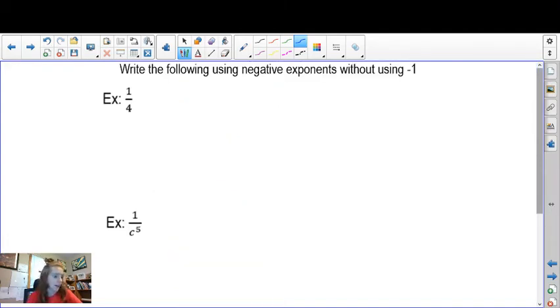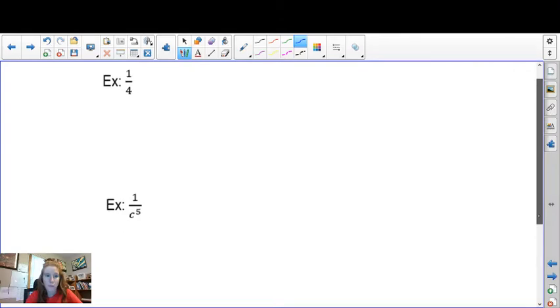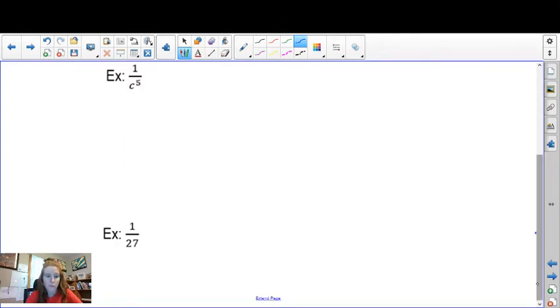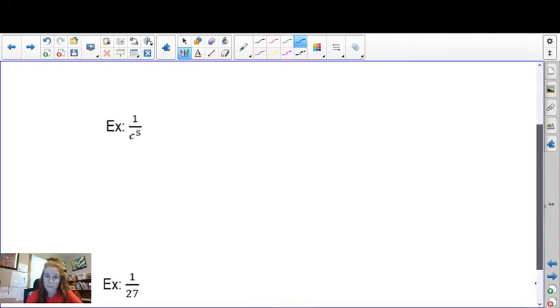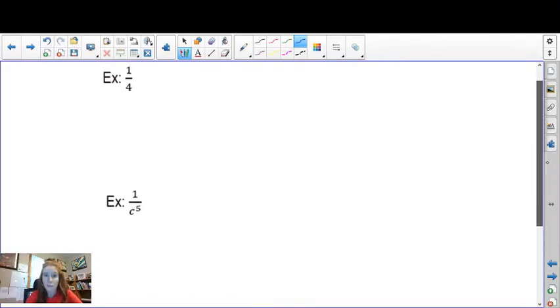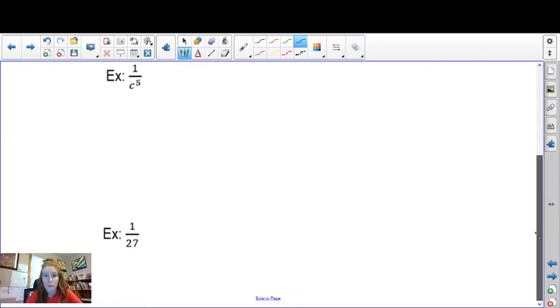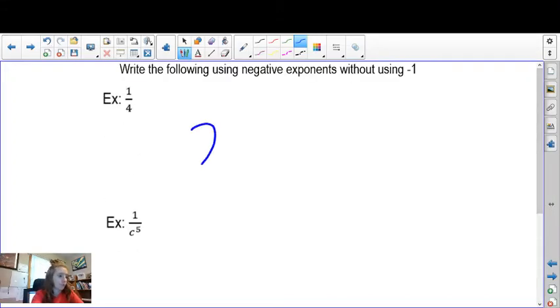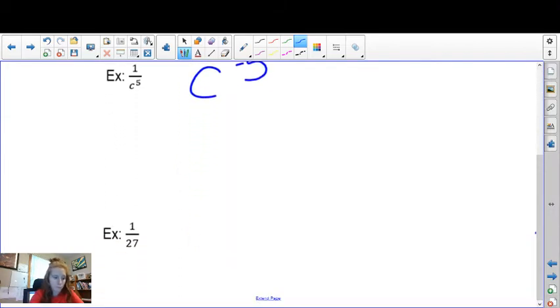I want you to try these ones. So I have 1 over 4, 1 over c to the 5th, and 1 over 27. I will give you a hint. The first one, you need to use your perfect squares. The last one, you need to use your perfect cubes. Go. All right, I hope we're able to get all 3 of those answers.